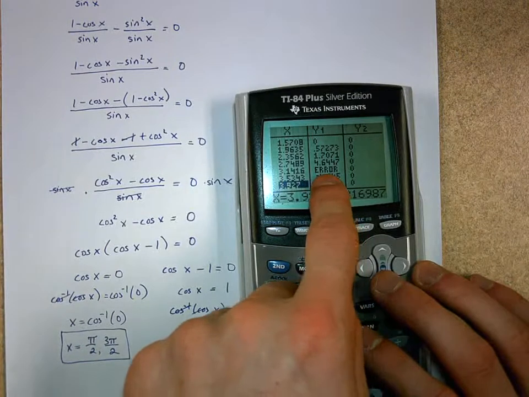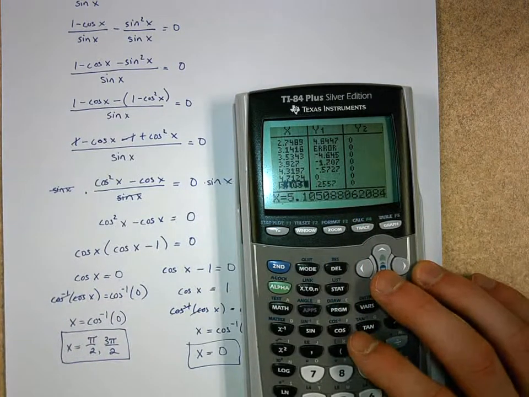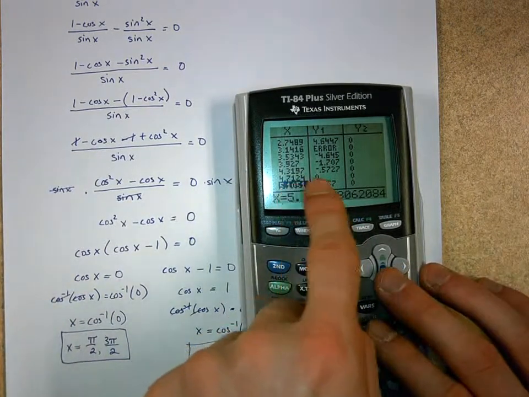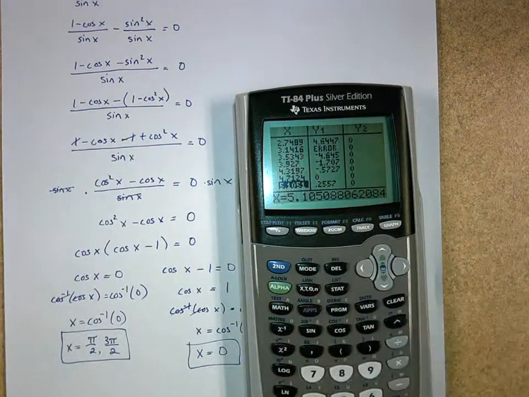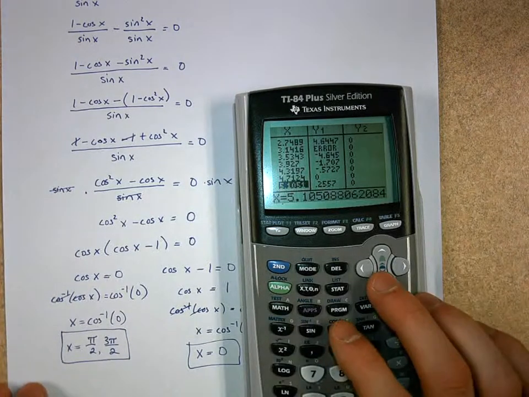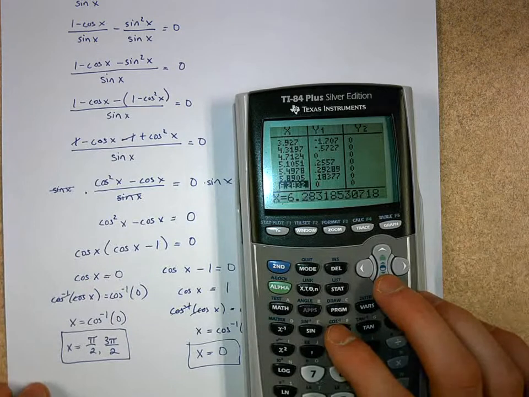There's that asymptote that we saw before at pi. And sure enough, 4.71, which is 3 pi over 2, there I've got identical y1s and y2s. So that verifies my 3 solutions between 0 and 2 pi.